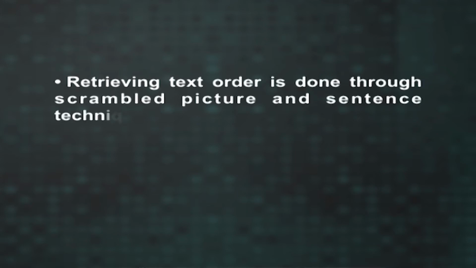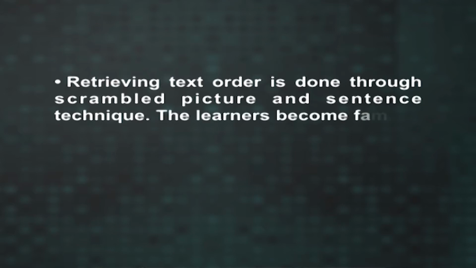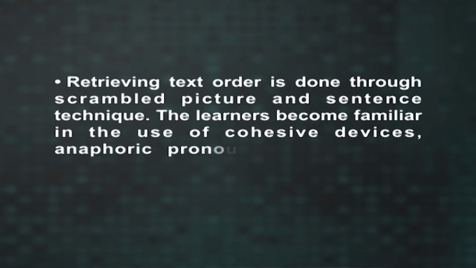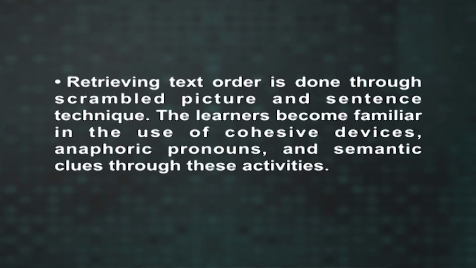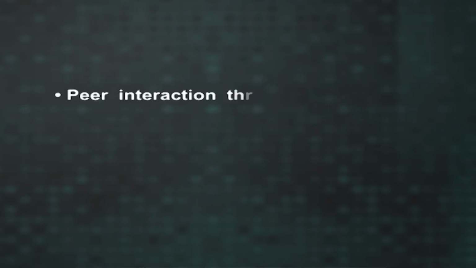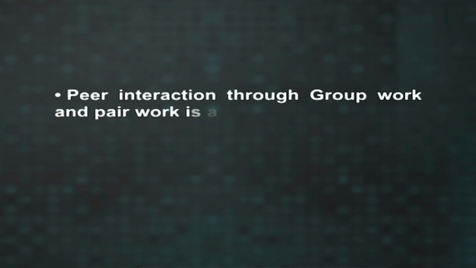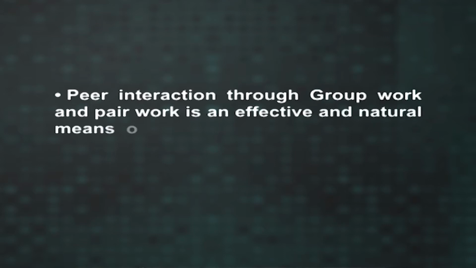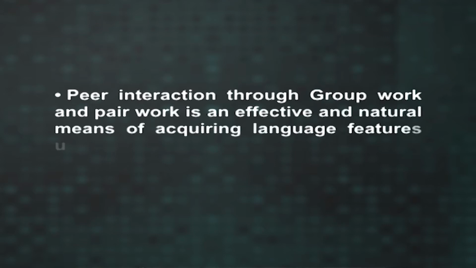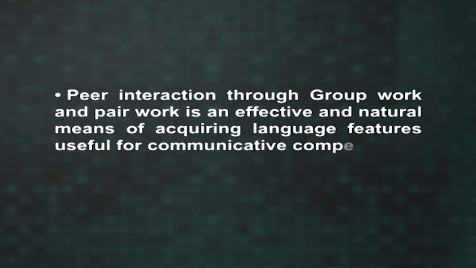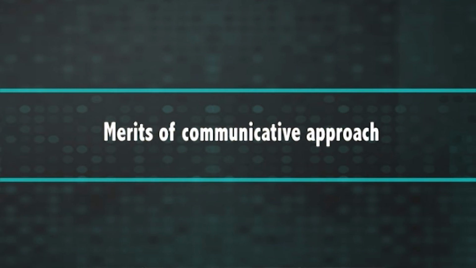Retrieving text order is done through scrambled pictures and sentence technique. The learners become familiar with the use of cohesive devices, anaphoric pronouns and semantic clues through these activities. Peer interaction through group work and pair work is an effective and natural means of acquiring language features useful for communicative competence.